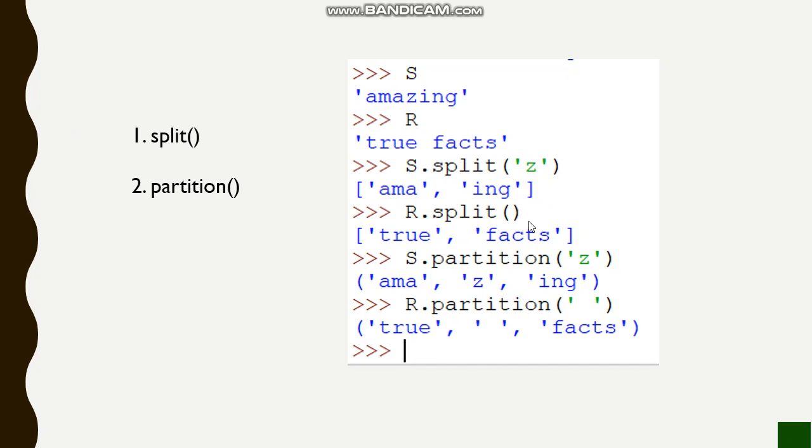Then R.split(). Here we have not mentioned the substring, so it will be taken as space. So you get two words, "true" and "facts".